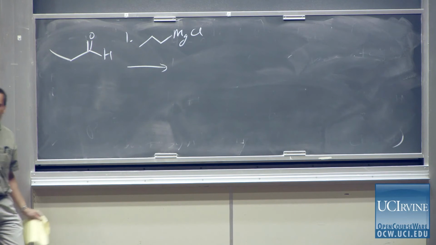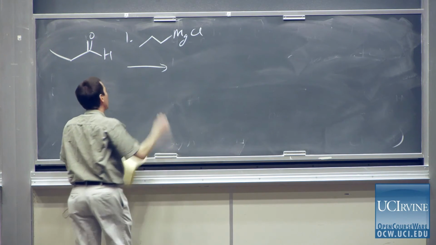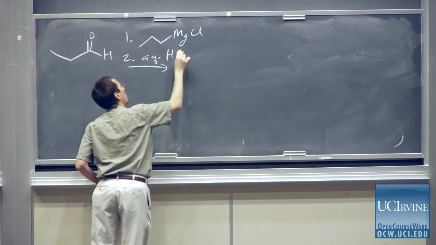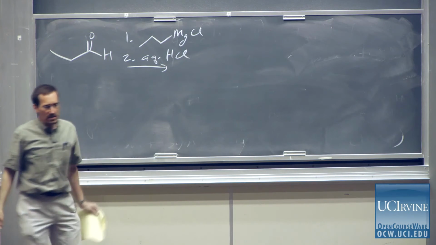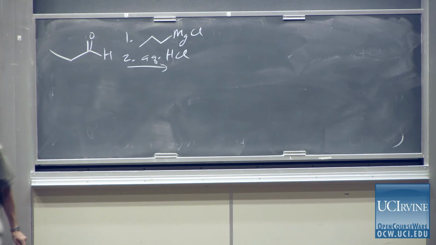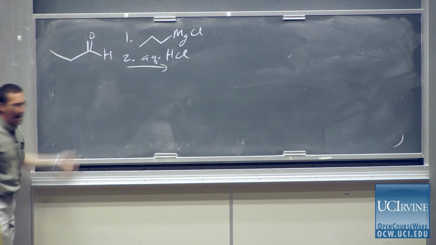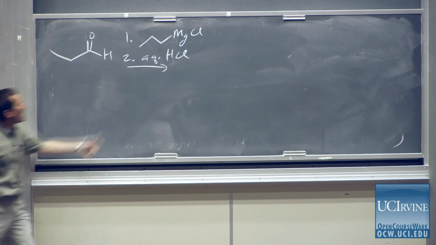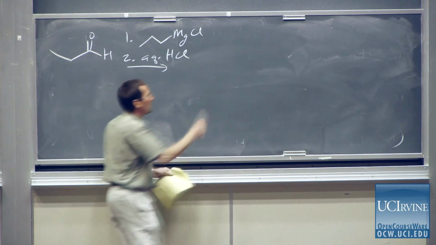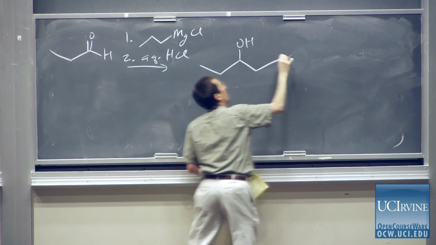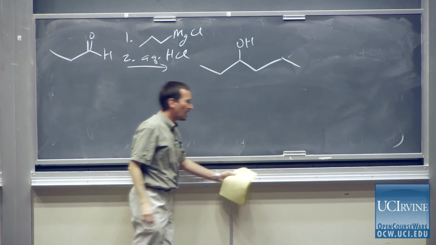I'll add, just for the fun of it, propyl magnesium chloride. I could use propyl lithium, propyl magnesium bromide, or propyl magnesium iodide. I'll carry out my workup with aqueous HCl. I could use aqueous sulfuric acid or aqueous ammonium chloride. I could probably be lazy and write H3O plus over the arrow. But I'm going to go to the stockroom and get some chemicals, and I'm going to ask them for some HCl. The product of that reaction after workup is 3-hexanol.